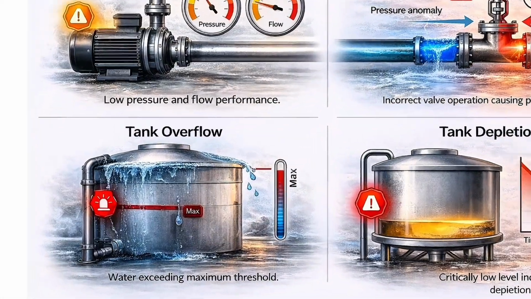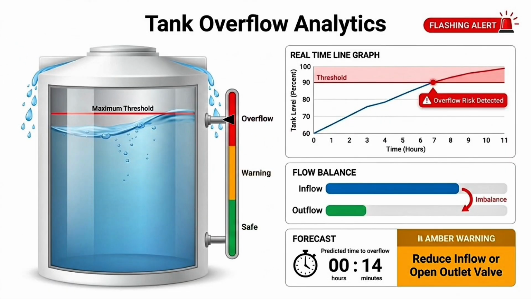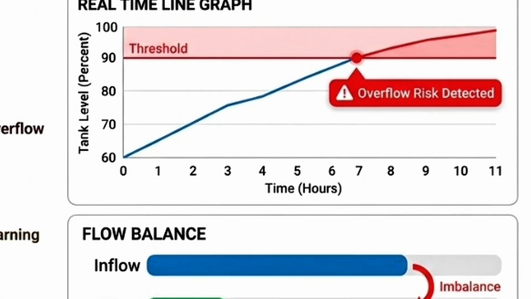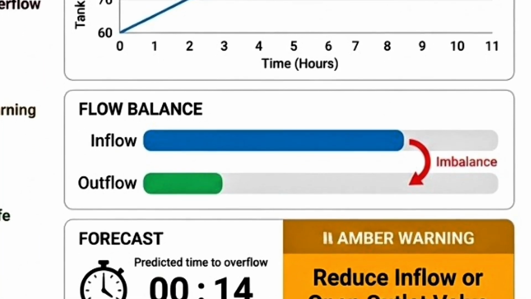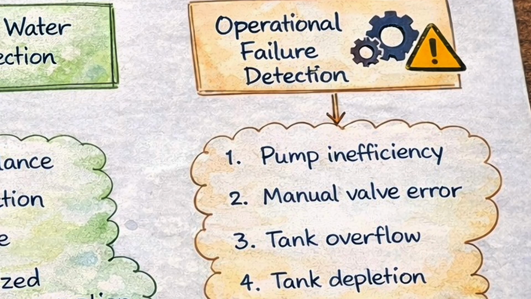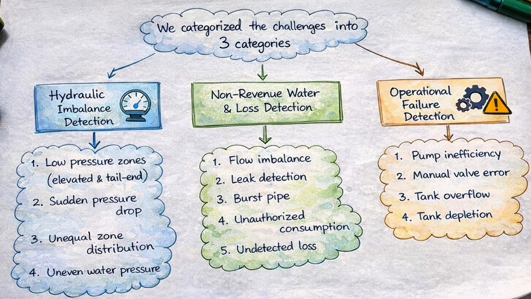Let's move to operational failure detection. Tank overflow. When inflow exceeds outflow beyond threshold levels, the system detects tank overflow and suggests corrective actions. These are the visual representations for better understanding. In real time, our system uses data-driven logic and historical analysis to detect and alert all such challenges proactively.